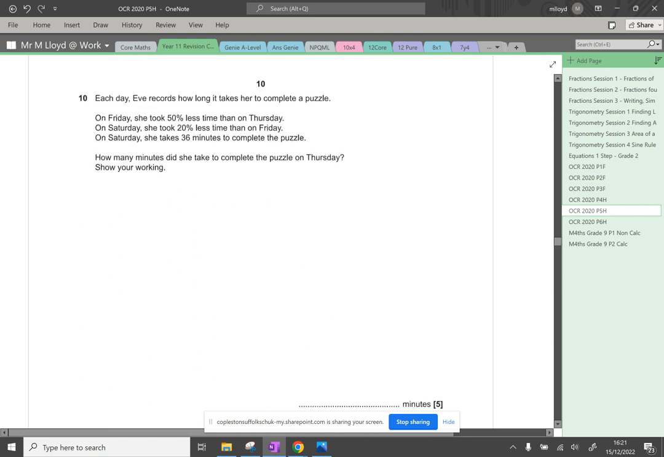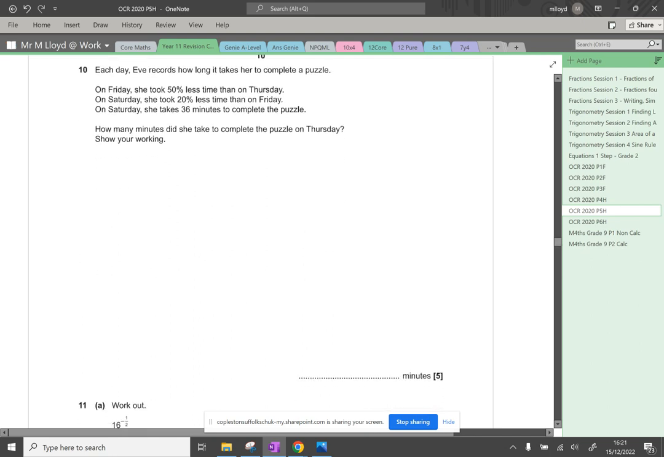Okay, question 10. Each day, Eve records how long it takes for her to complete a puzzle. Friday, she took 50% less time than on Thursday. Saturday, she took 20% less time than on Friday. And on Saturday, she took 36 minutes. So we've got Thursday times by 0.5 equals Friday. Friday times by 0.8 equals Saturday. And then Saturday is 36.